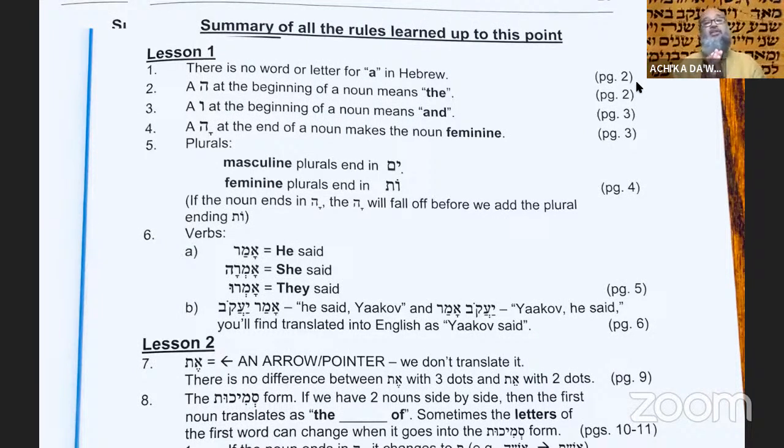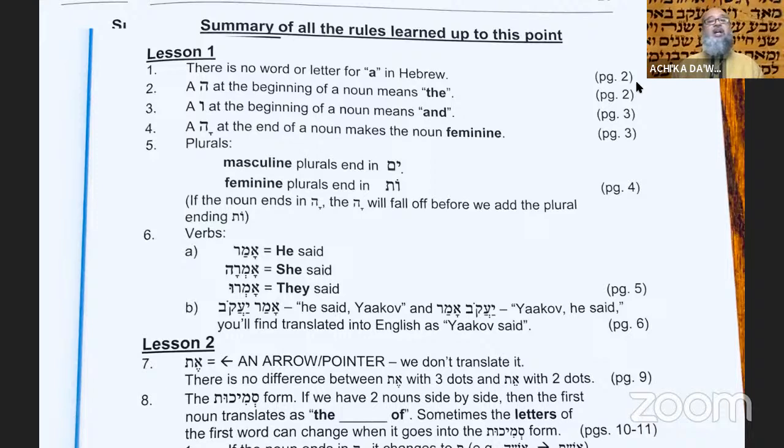You know that there is no letter or word for a in Hebrew, okay? The hey at the beginning of the noun means the. The vav at the beginning of the noun means and. And then the hey on the end of a noun, not a verb, makes the feminine noun, okay? There's plurals. There's the eem and there's the oth. Very simple. So there's just the pieces to our puzzle, you know? So you're just learning pieces to the puzzle in these lessons.